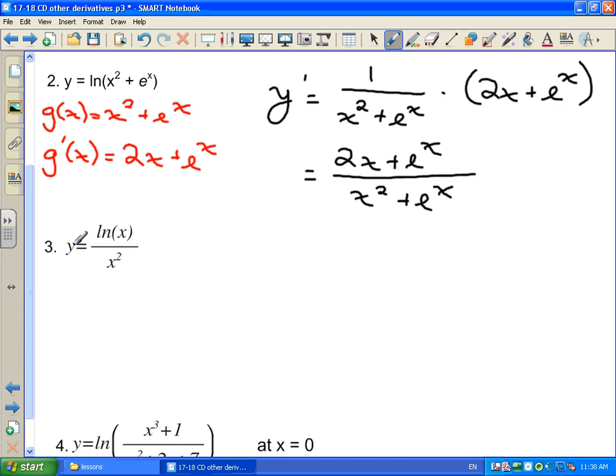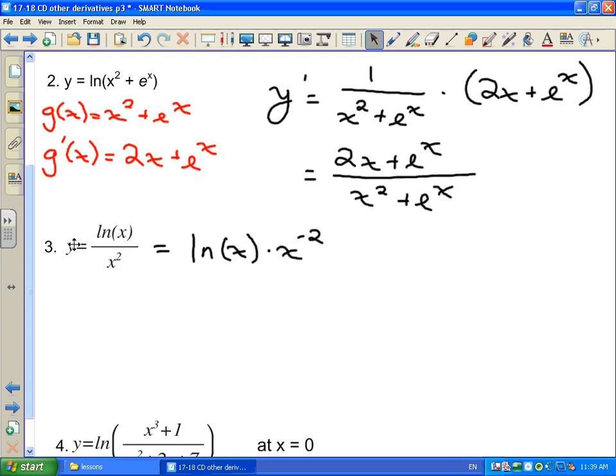Now, our next one here, I've got y equals ln x over x squared. So what rule are we going to have to use here? Austin, what do you think? We could use the quotient rule, or we could use the product rule. And in this case, the product rule is probably easier. So we're going to want to rewrite this as ln x times x to the negative 2. Now, if you want to use the quotient rule, go ahead, use the quotient rule. I just like using the product rule in cases like this. I think it makes it a little bit easier.